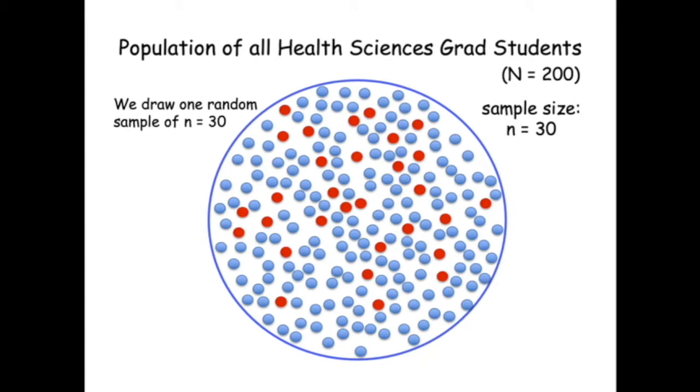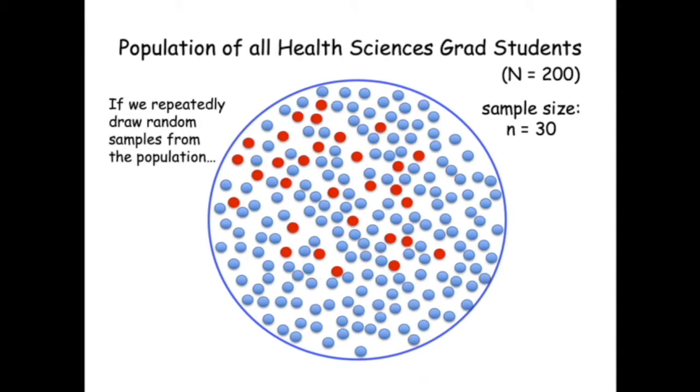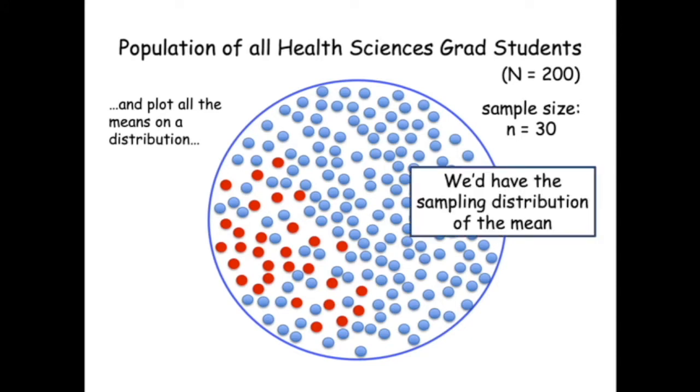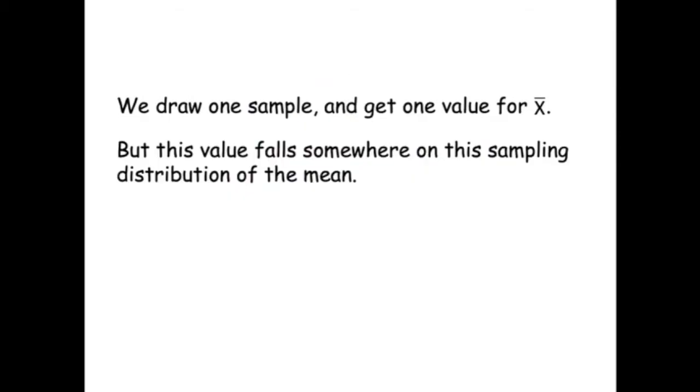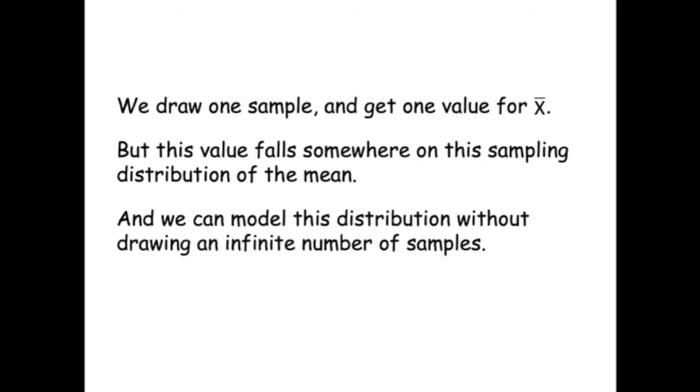The red dots represent one possible sample from this population. Here's another possible sample, and another. If we do this repeatedly, calculating x bar for each sample, and then plot all these means, we will have produced the sampling distribution of the mean. We only draw one sample, but we know that our sample mean falls somewhere on the sampling distribution. We also can determine what the sampling distribution looks like without having to draw a lot of samples.